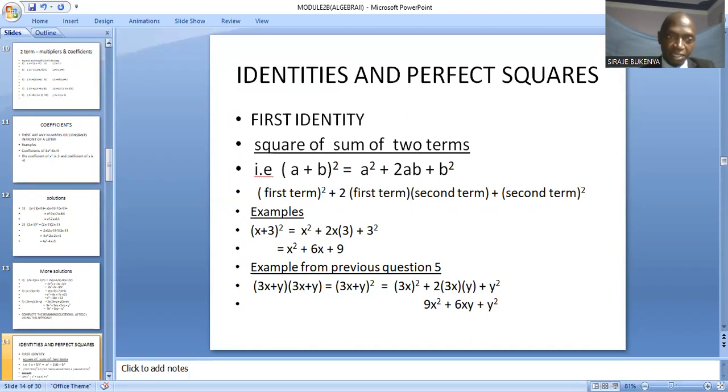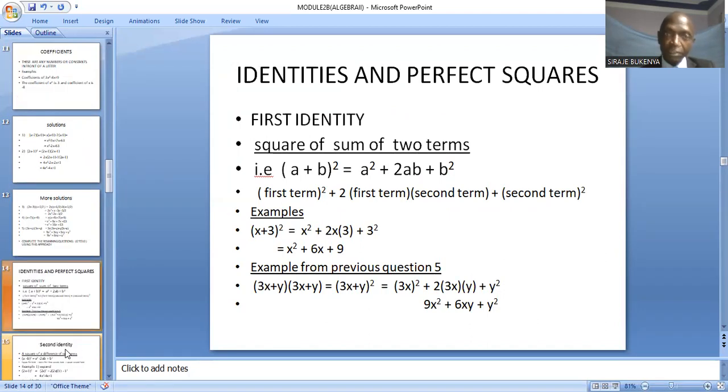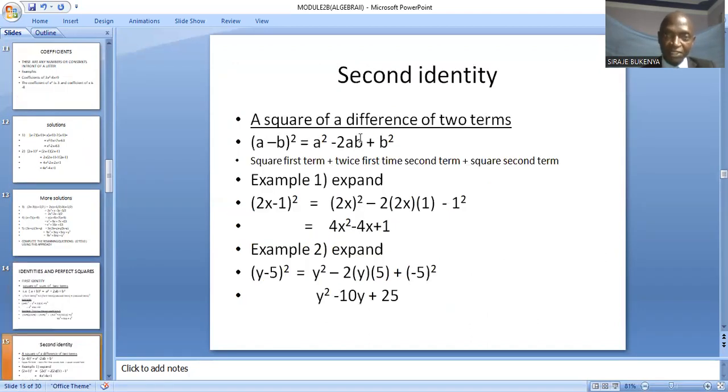Then if you look at the second identity, a square of a difference of 2 terms, a minus b all squared. So a square minus twice the first term and the second term plus the second term square. And you can expand that using that idea as you see here.